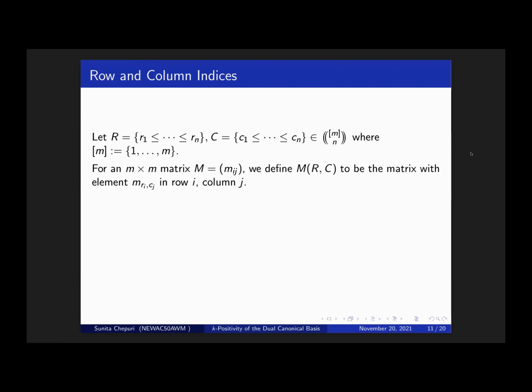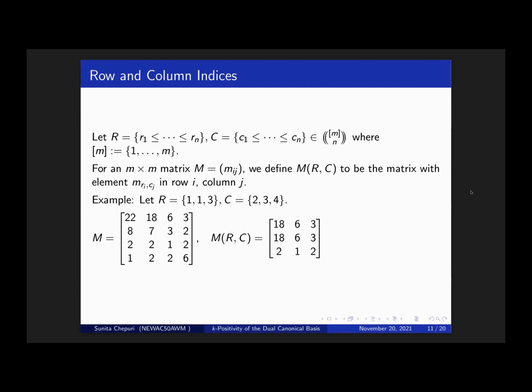So then for an m by n matrix M, we define M_RC to be the matrix that has in row i, column j the element from M that was in row R_i and column C_j. Maybe it's easiest to see with an example. So if this was our matrix M and R is 1, 1, 3 and C is 2, 3, 4, let's look at M. We're going to repeat row 1 twice.